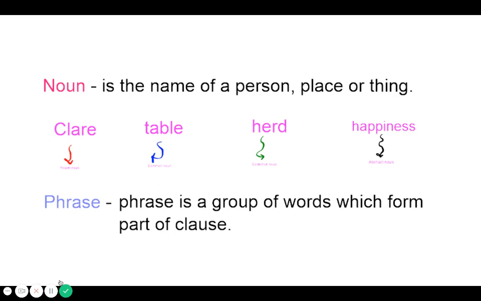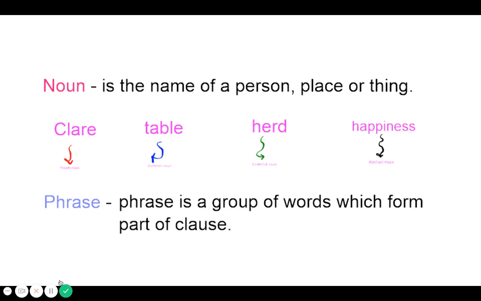And then we've got collective nouns, which refer to groups of things, like a herd of sheep or a school of fish. And then we've got abstract nouns, which are abstract, and therefore they refer to normally feelings like happiness.